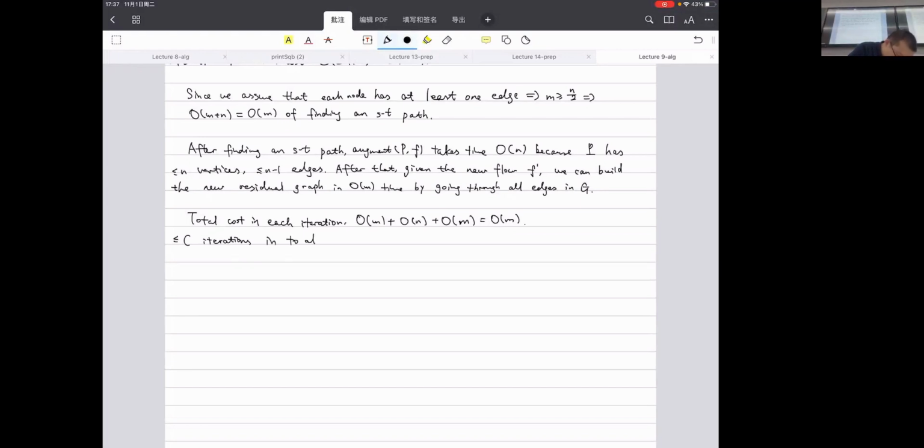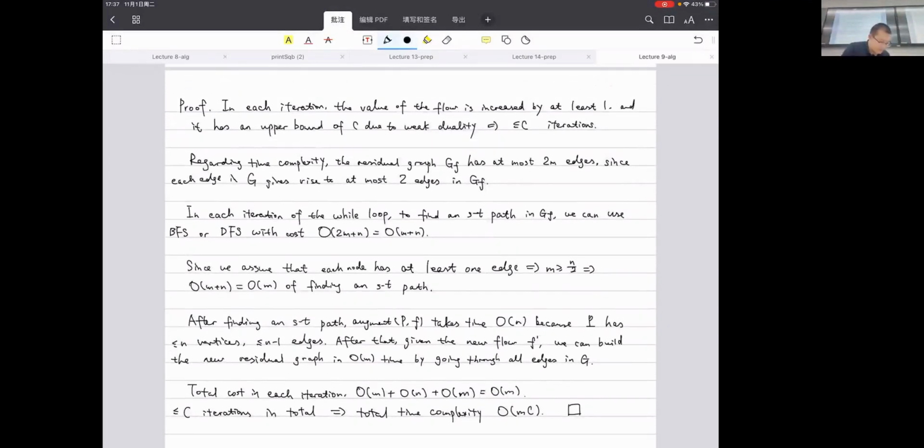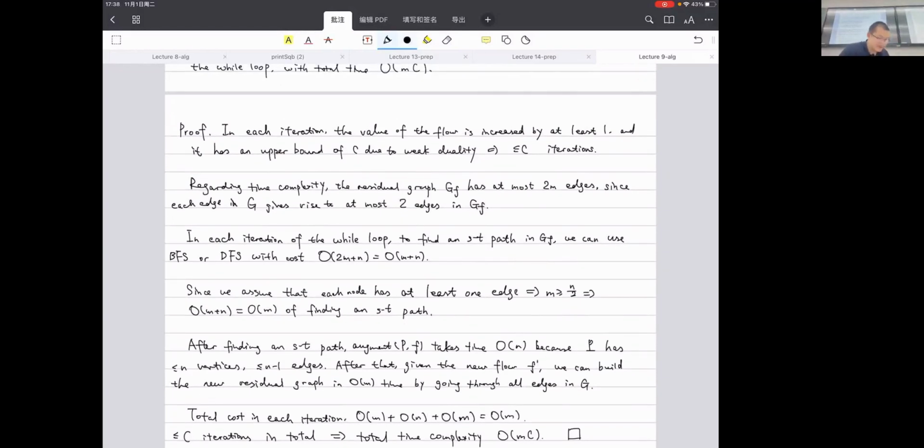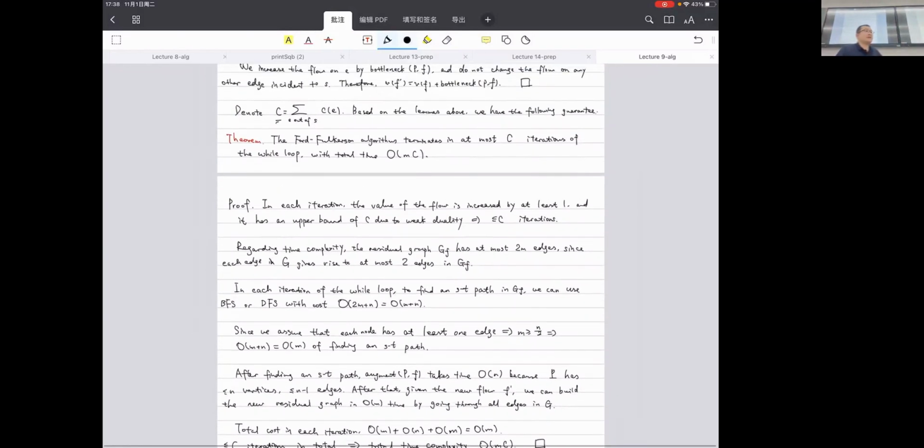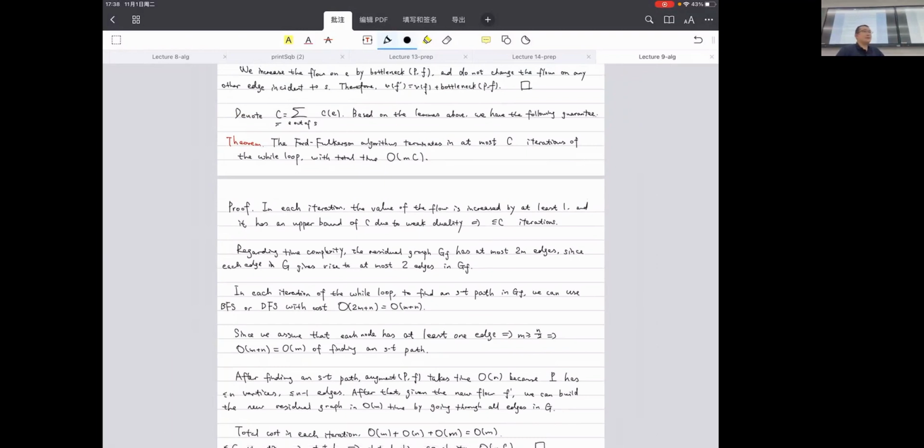That is going to ensure that the total time complexity is going to be O of mC here. Okay, so any question on the time complexity of the Ford-Fulkerson algorithm?